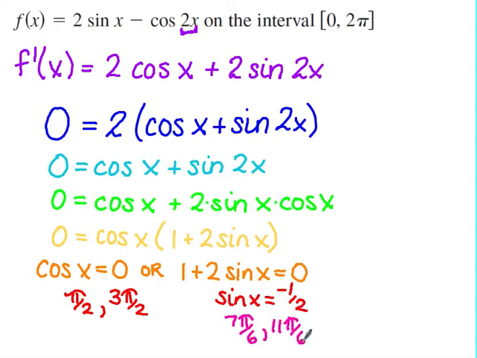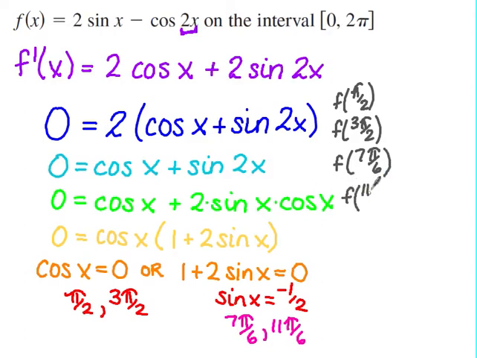Now, our next task is to evaluate f at each one of those values. So I need to take f of pi over 2, f of 3 pi over 2, f of 7 pi over 6, and f of 11 pi over 6. Also, you have to do f of 0 and f of 2 pi. So let's divide and conquer. There are a total of 6 right there.